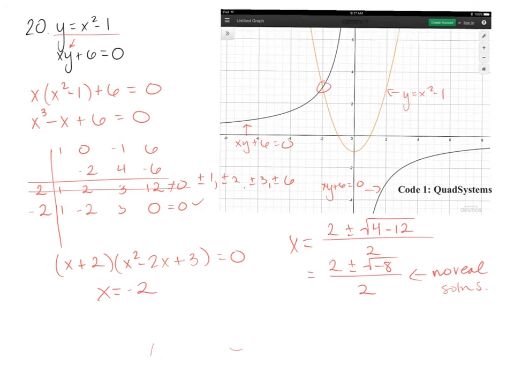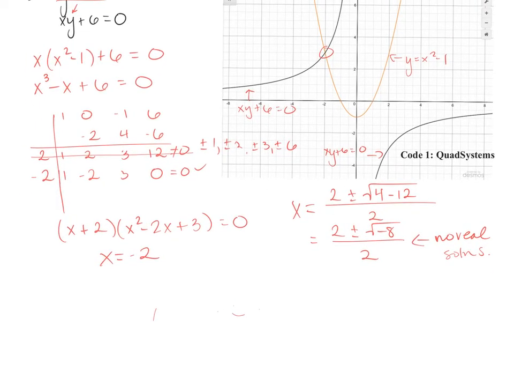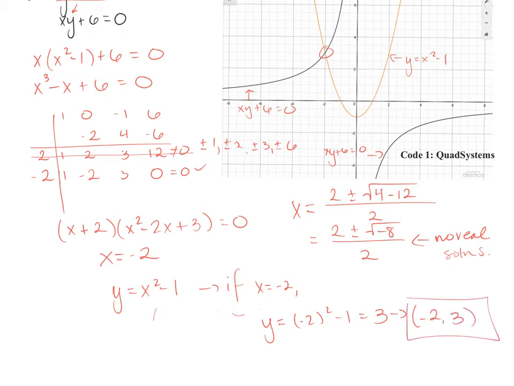And so then we just need to plug that back into our very first equation, which was y equals x squared minus 1. So if x equals negative 2, y is equal to negative 2 squared minus 1, which is 3. So our only possible intersection is negative 2, 3. Okay?